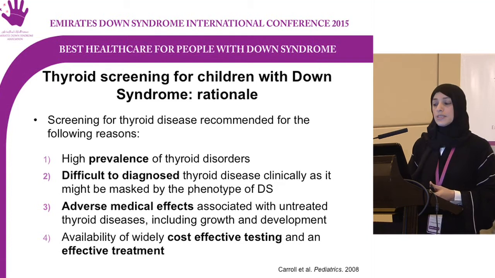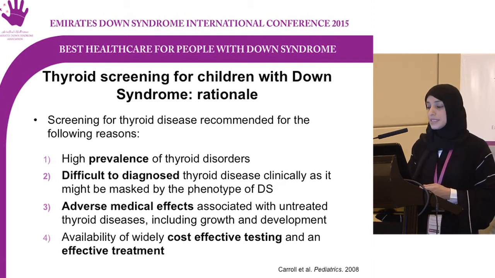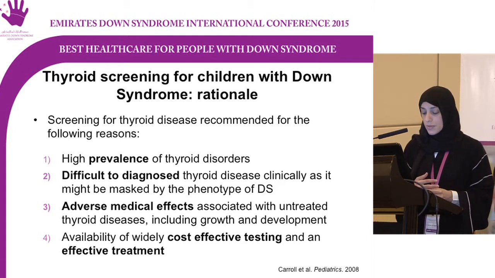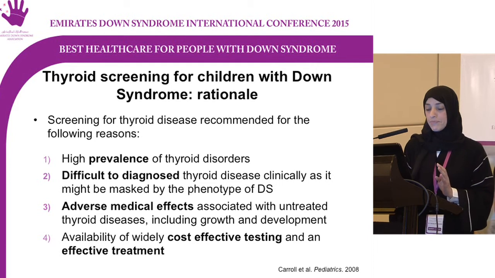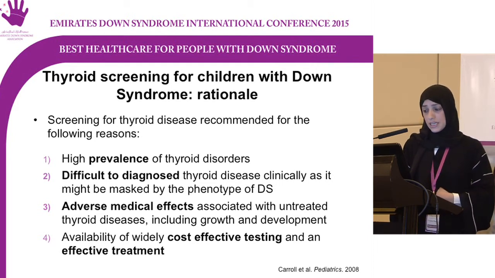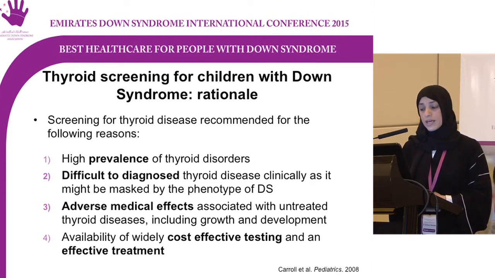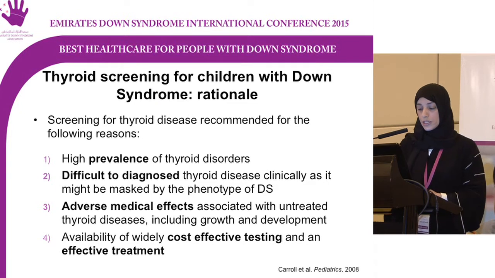So why thyroid screening? It's really indicated for kids with Down syndrome. And the rationale, if you recall, if you have to implement any screening, you have to have 4 criteria. Let's find out if all of these criteria are really met in this population. The high prevalence of the thyroid disease, and we did say that it's more than 100 times than the general population. So criteria number 1 is met.